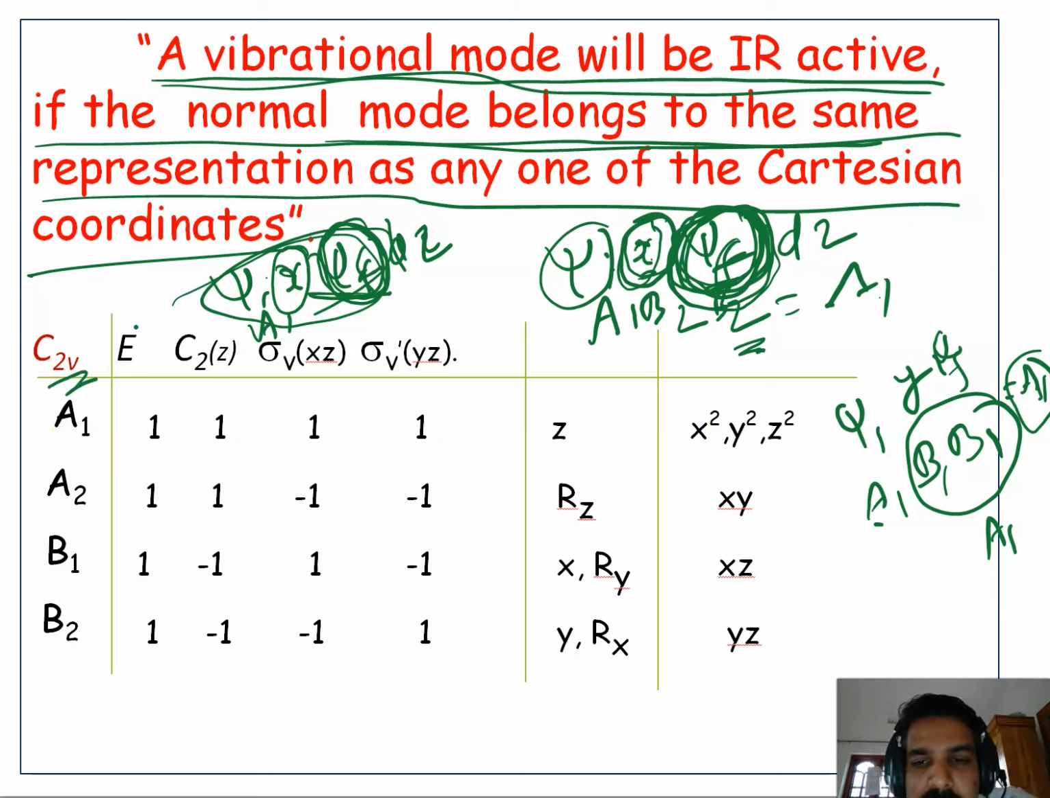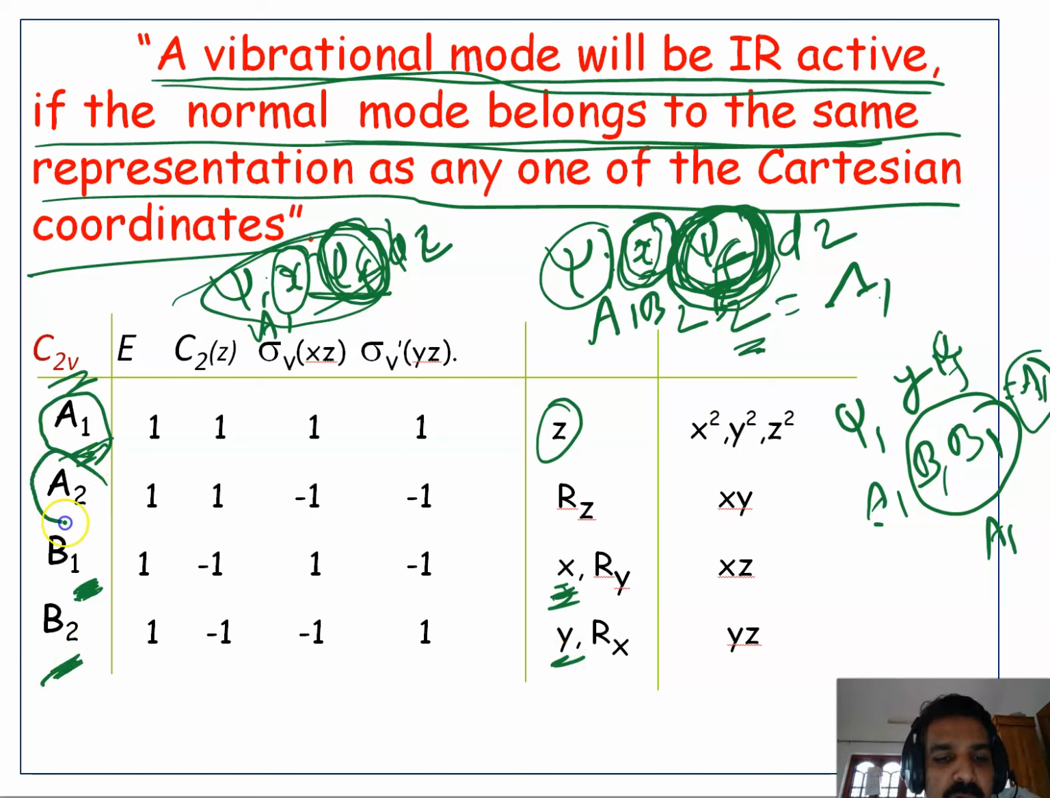Okay, consider the A1 representation. The symmetry of A1 and the Z coordinate are the same. Therefore, A1 will be IR active. And X and B1 are the same representation, so B1 will be IR active. B1 mode will be IR active. And Y, B2: the B2 mode will be IR active.